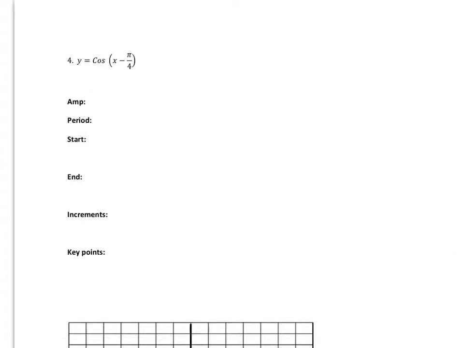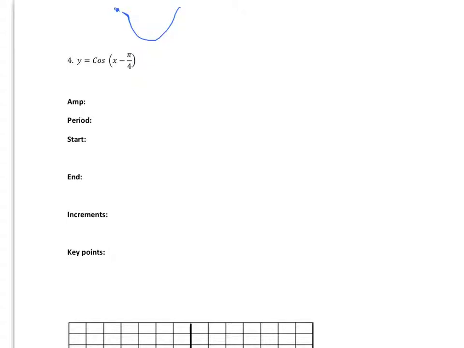Alright, for this video, we're just going to graph, that's number 4 in your worksheet, and this is where it's just a horizontal shift, that's it. That's all that's going on, but now we're going to look at a cosine function. Now remember, when we do a cosine function, it's still going to look like this, right? Kind of like the U shape.